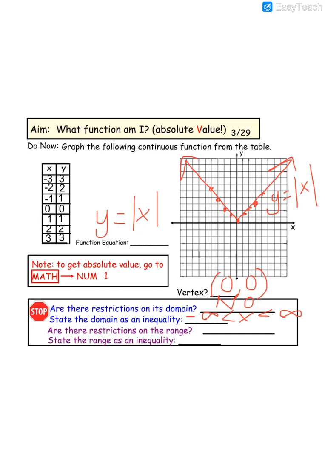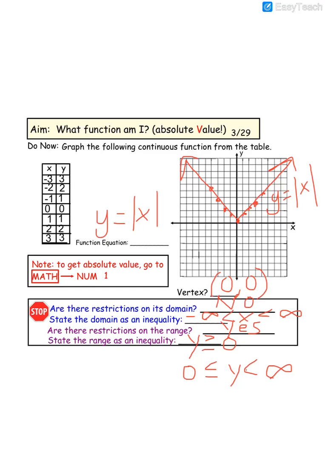Are there restrictions on the range? I'm going to say yes, because if you look at this, y is never negative. So therefore, I can write this two ways. I can write y is greater than or equal to 0, which I'm totally fine with. Or if you want to write it this way, you can write 0 is less than or equal to y, which is less than infinity. So I'm good with the top one, y is greater than or equal to 0, but if you like to write it the bottom way, that's fine too. These two actually mean the same exact thing.